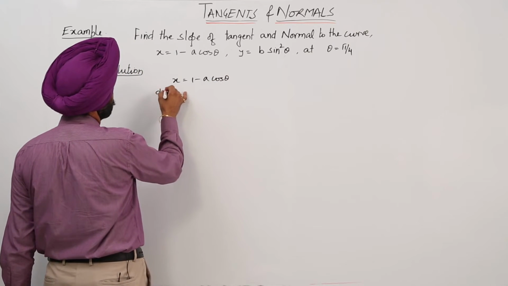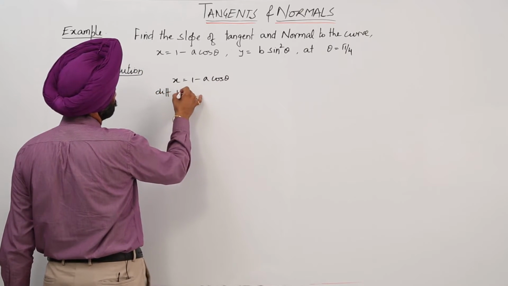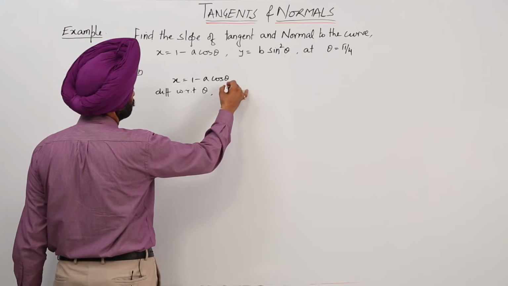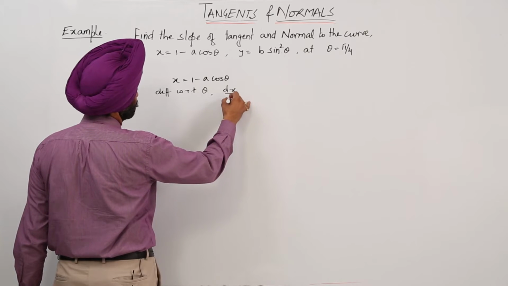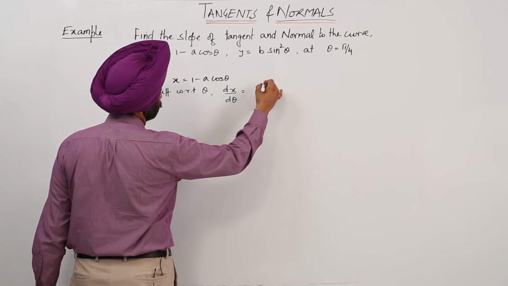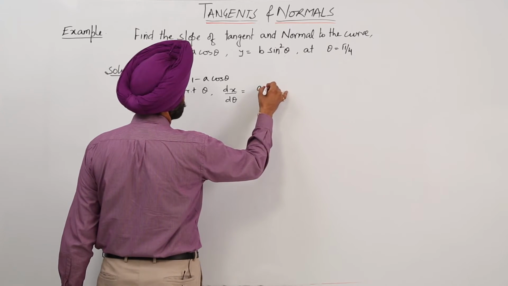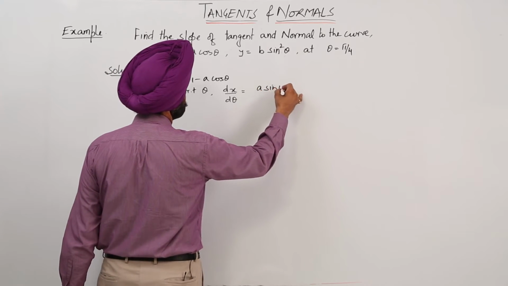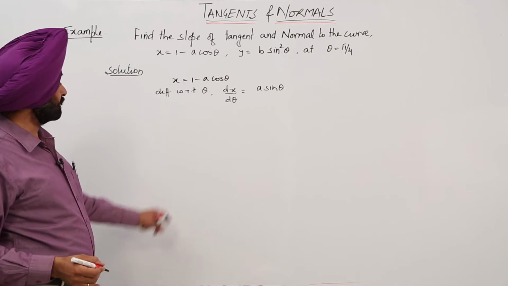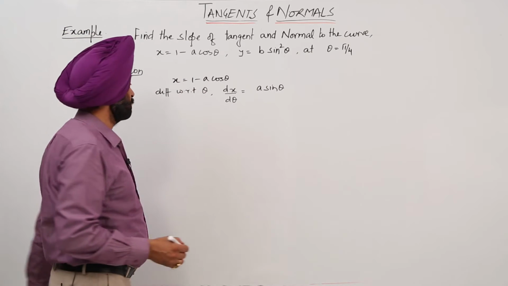Now, differentiating with respect to theta, what we are having? dx by d theta is equal to a sin theta. Cos theta derivative is minus sin theta. For 1 it is 0.